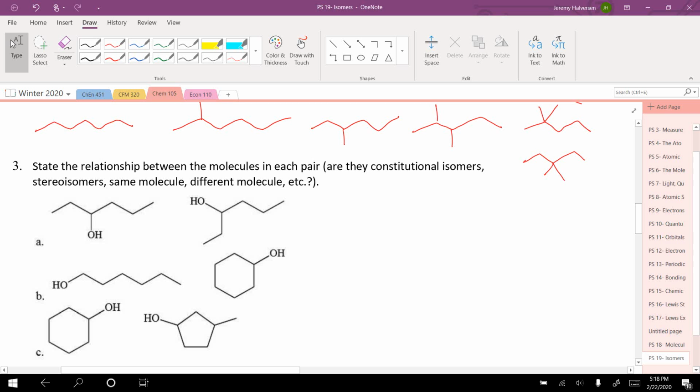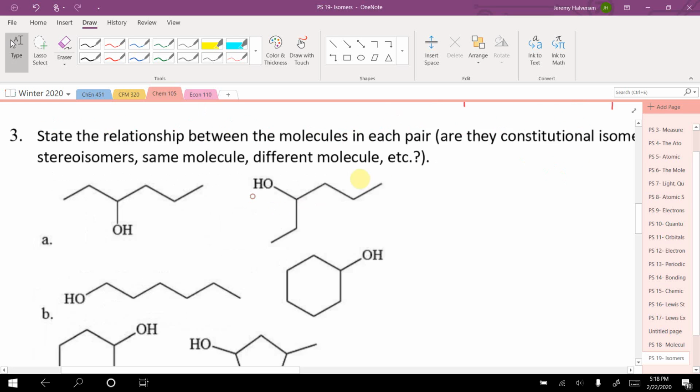Alright, state the relationship between the molecules. Are they constitutional isomers, stereoisomers, same molecule or different molecules? The best way to do this first is we've got to figure out, are these different molecules or are they isomers? Isomers have to have the same chemical formula. So let's figure this out.